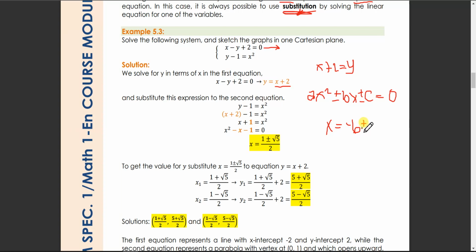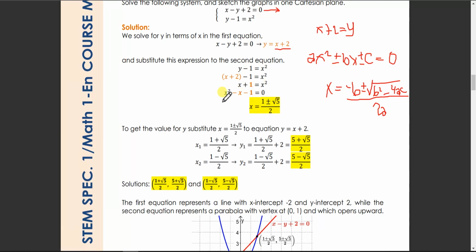plus minus the square root of b squared minus 4ac over 2a. So sir, what are these a, b, and c? So a is your coefficient of your x squared variable, b is your coefficient sa mong x, and c is your constant. So from here, we have x squared minus x minus 1 is equal to 0.